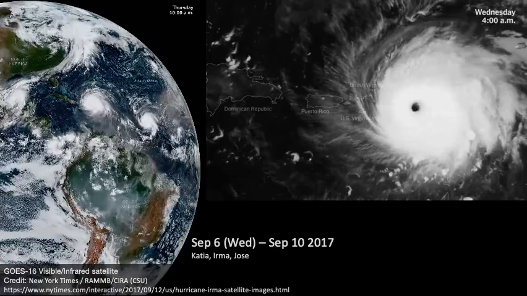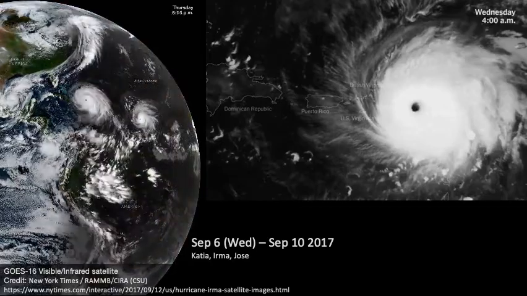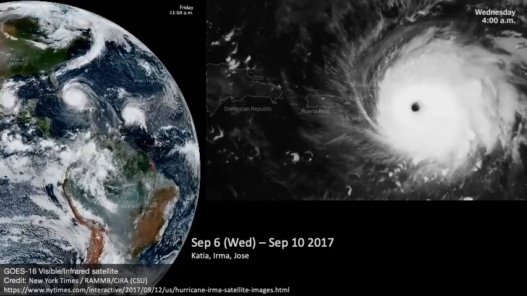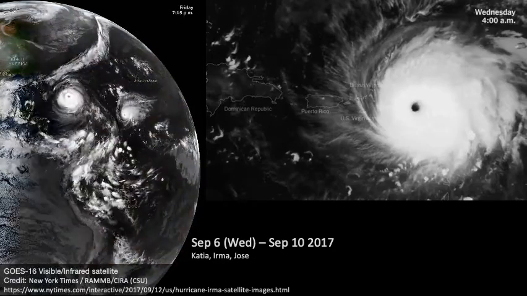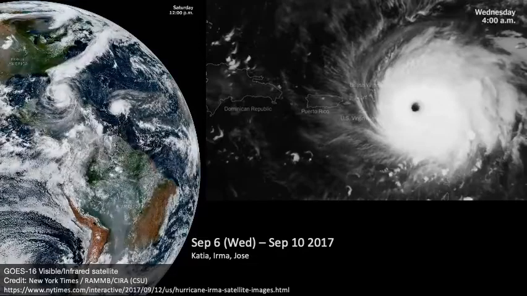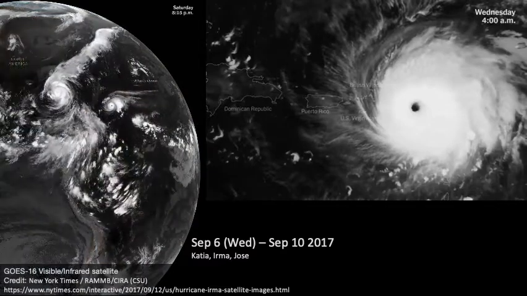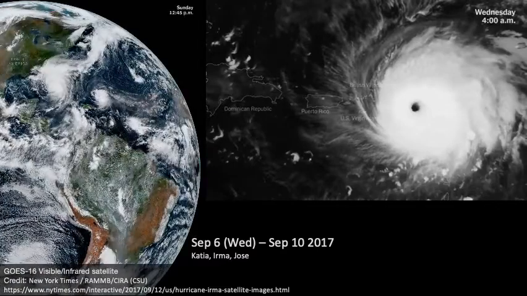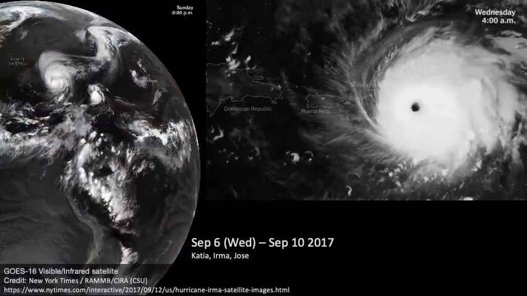That dark spot at the center is the eye, where you're actually seeing down to the ocean surface. There are no clouds at all there. Surrounding that is this dense layer of clouds and strong deep convection and precipitation. And you can see how that fits in with other phenomena in the region.